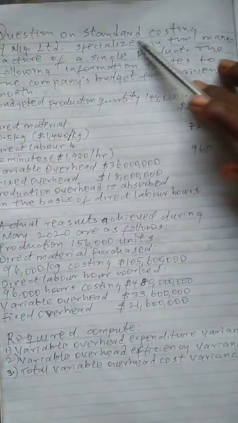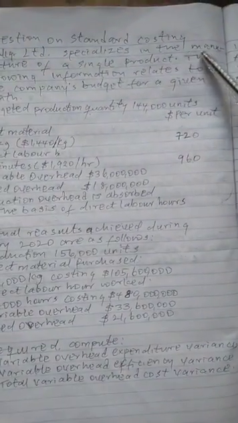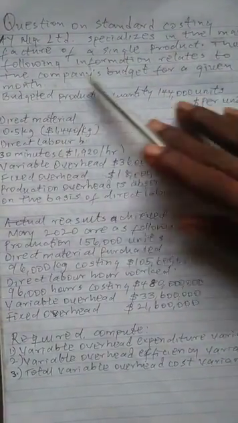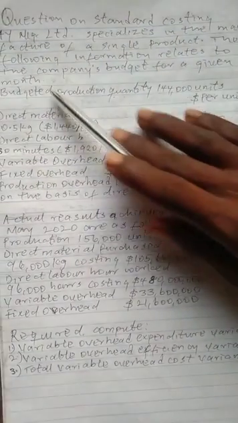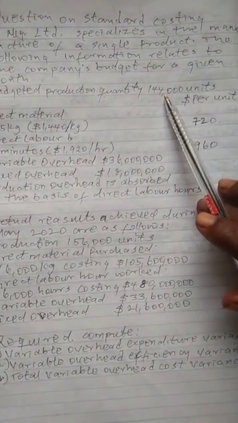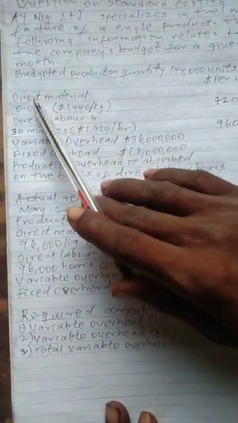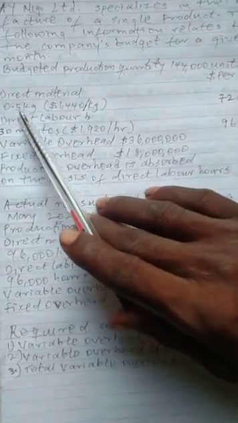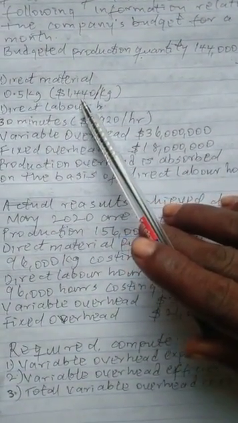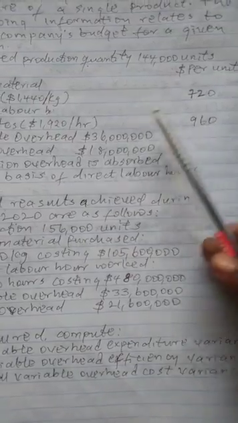Question on standard costing. AY Nigeria Limited specializes in the manufacture of a single product. The following information relates to the company's budget for a given month. Budgeted production quantity: 144,000 units. Dollar per unit. Direct material 0.5 kg at $1,440 per kg, costing $720.